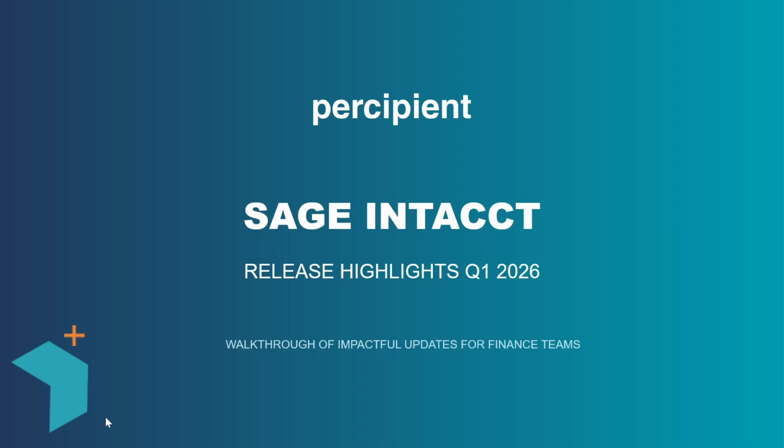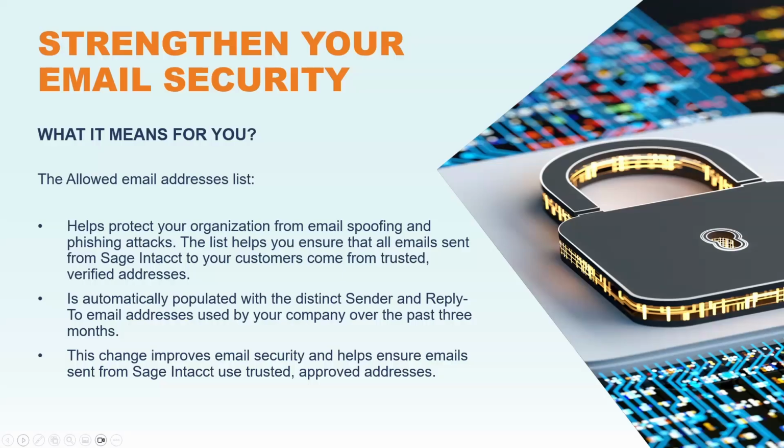So first off, we have something that's really important. This release has introduced an allowed email address to help organizations ensure that your outbound emails originate from approved domains. Why this matters: many finance processes now rely on system generated communications, invoices, remittances, workflow notifications. This gives your admin a way to validate which sender addresses in Intacct should be used, and it just helps reduce any spoofing or phishing attacks.